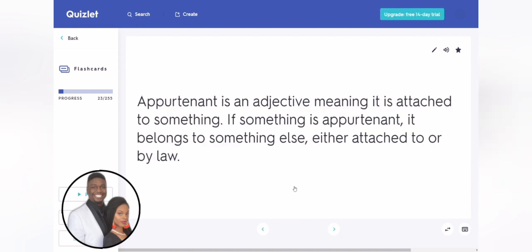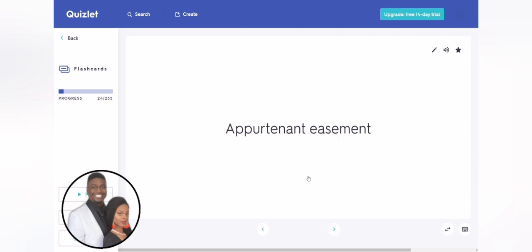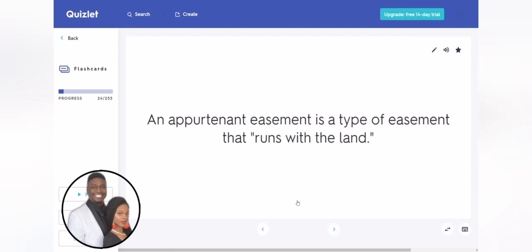Appurtenant. Appurtenant is an adjective meaning it is attached to something. If something is appurtenant, it belongs to something else, either attached to it or by law. Appurtenant easement. An appurtenant easement is the type of easement that runs with the land.